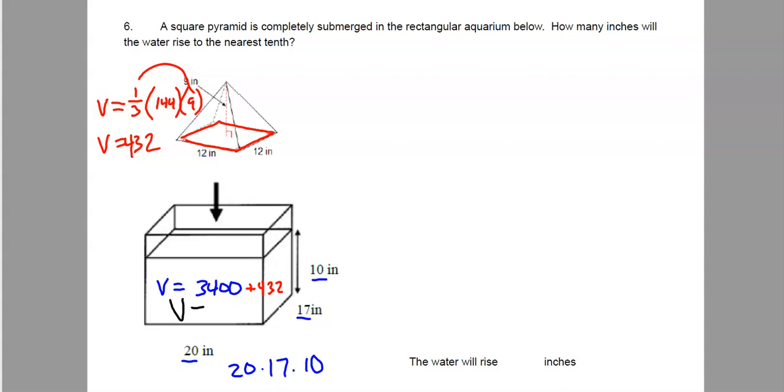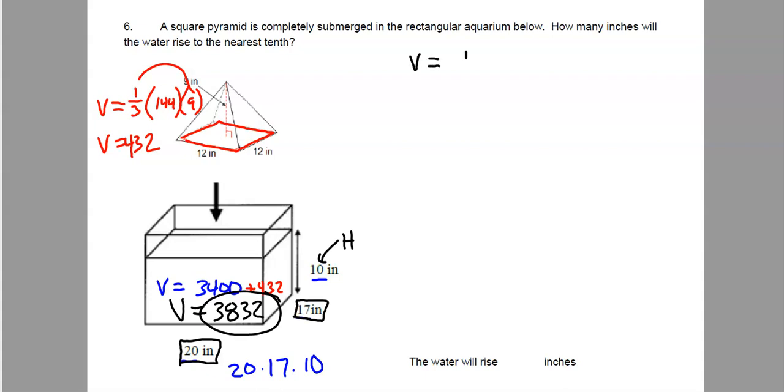My new volume is 3,832, has to fit inside of this aquarium. Well, this is still going to be the length. This is still going to be the width. We're not changing the size of the aquarium. What is going to change is H. So let's work it out.